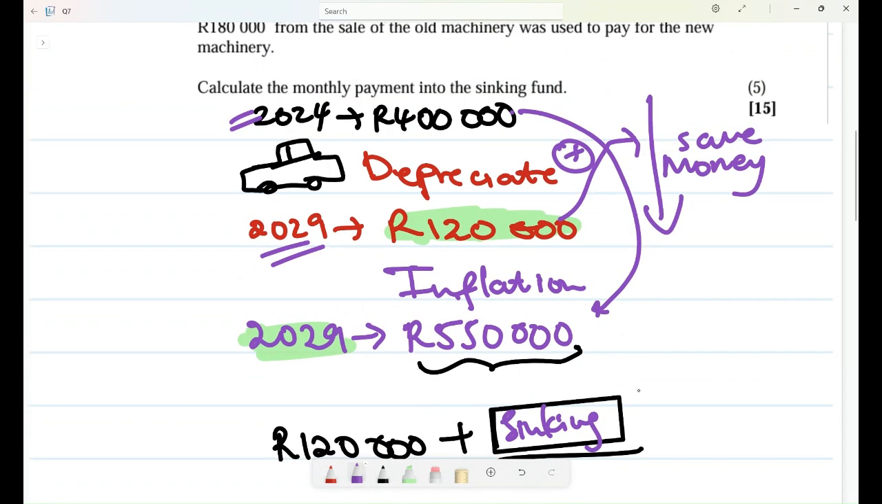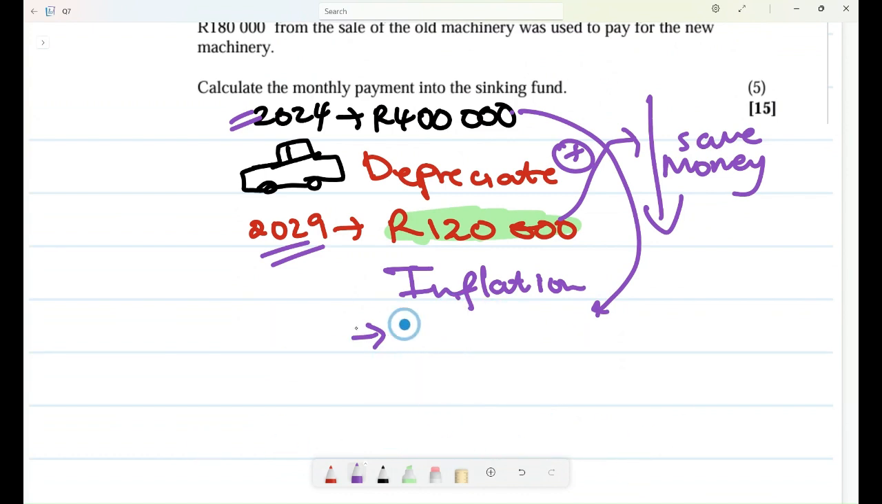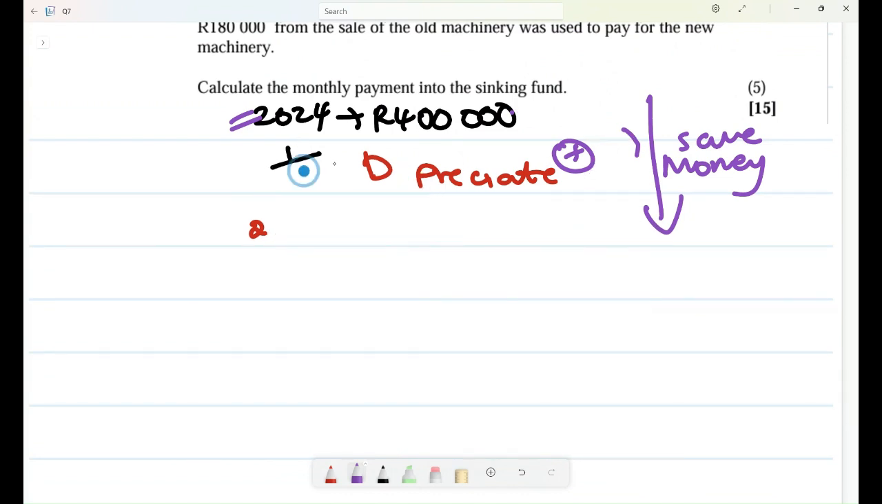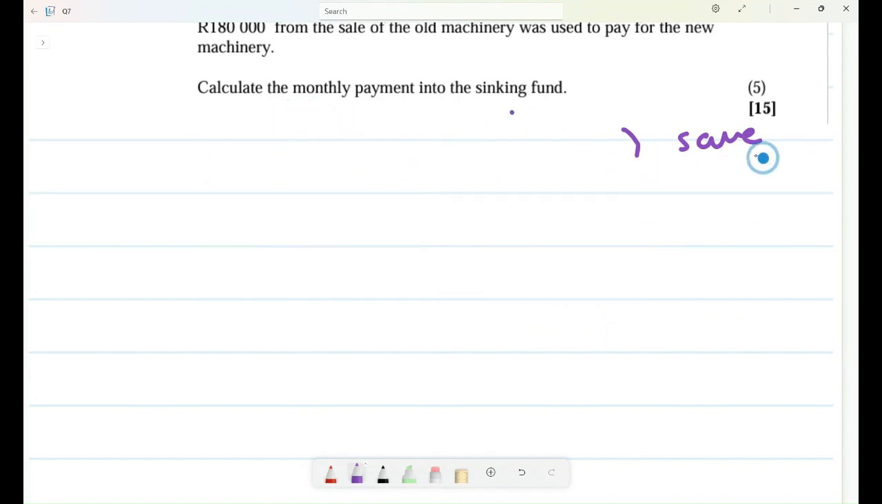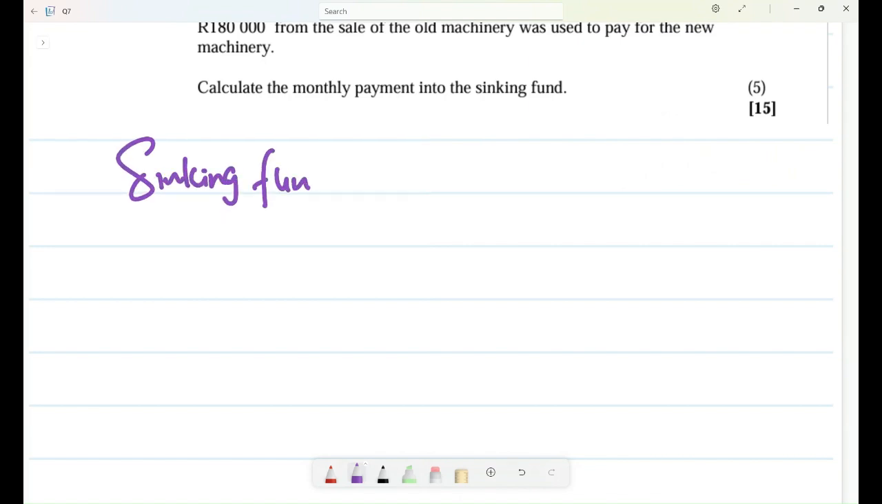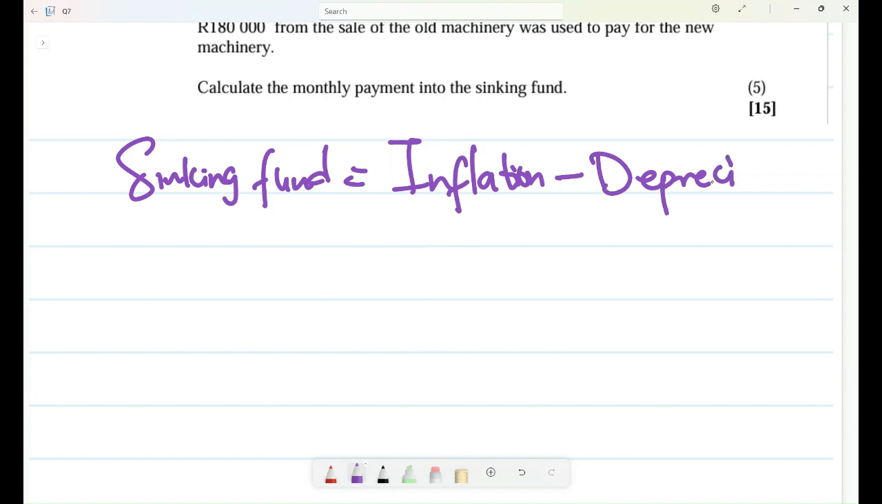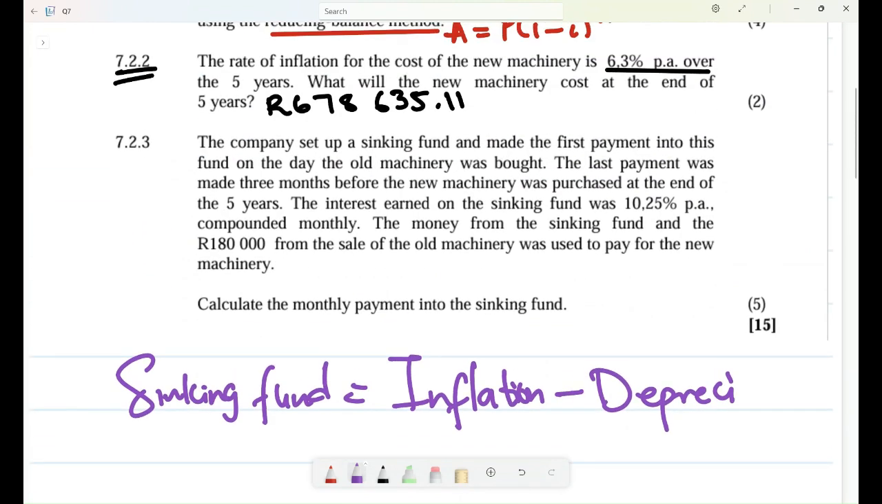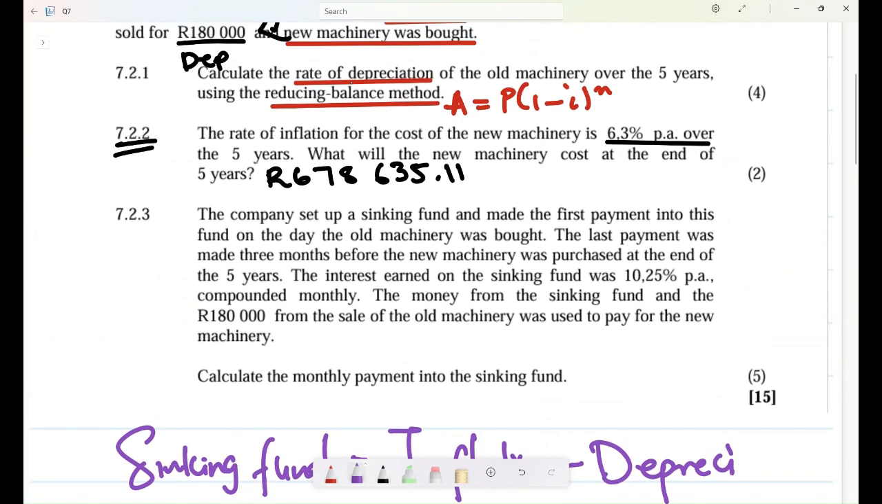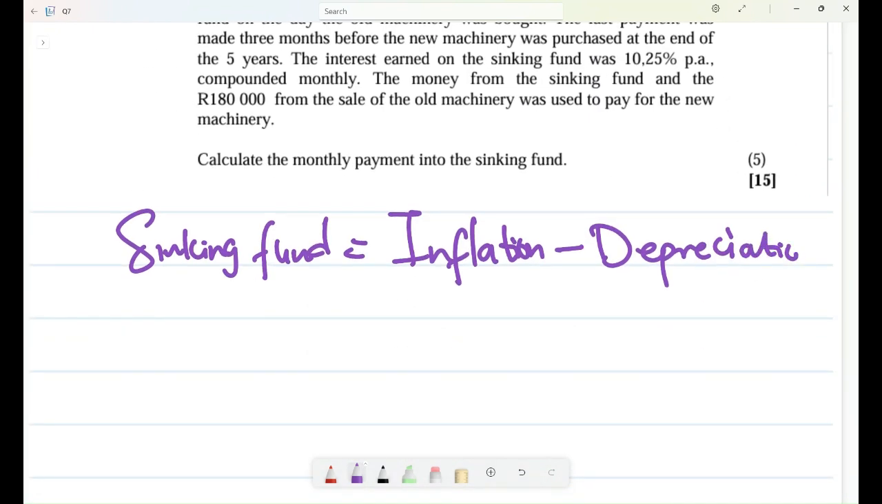All right. So how do I set my sinking fund? My sinking fund will be my inflated value. Remember, the sinking fund is the money that I need to save. So how much do I need to save? I need to know what the inflated price was in that year, 2029, minus the value of my car in that particular year, the depreciation. Wait, this English is running away. Depreciation, right?